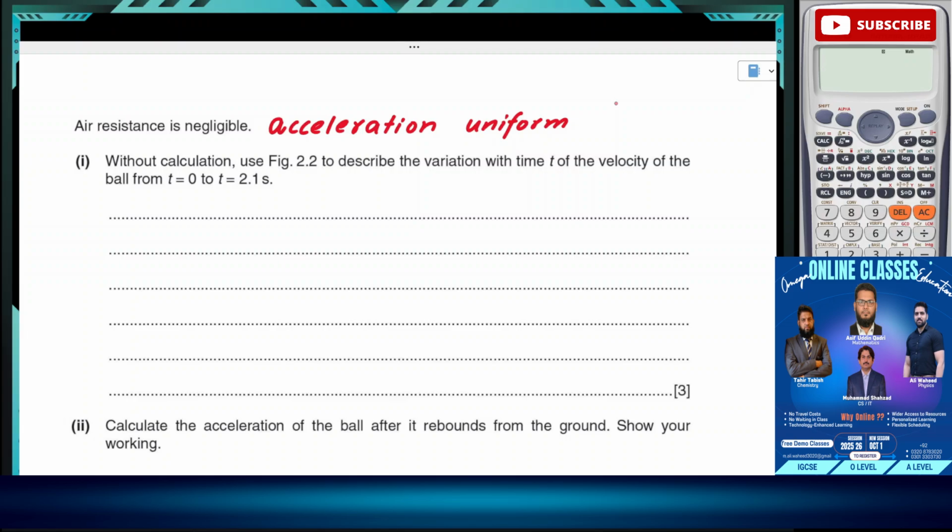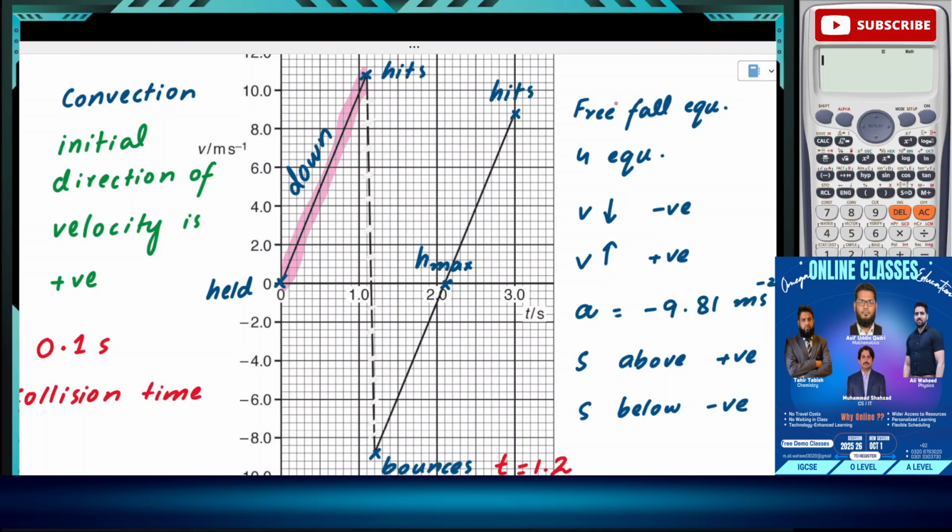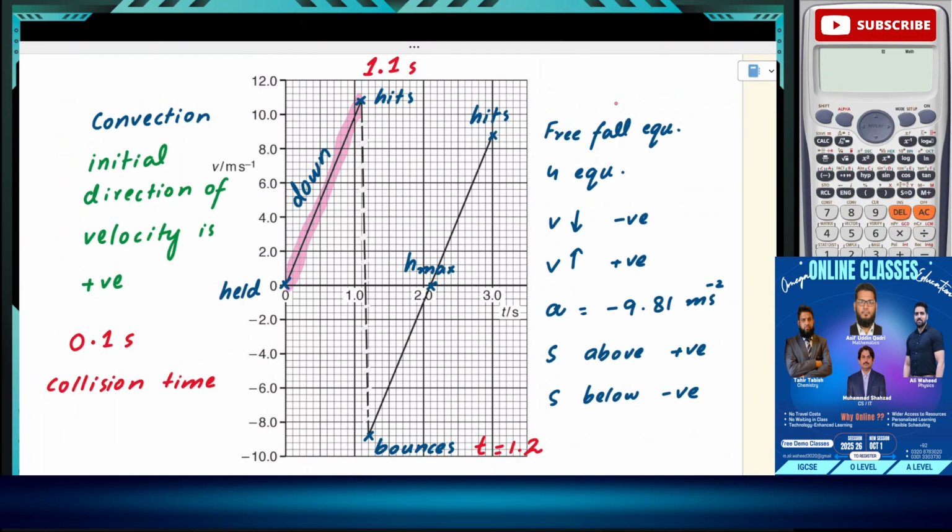Without calculation, use figure 2.2 to describe the variation with time of the velocity of the ball from 0 to 2.1 second. We have to comment on the velocity, and luckily we have the velocity time graph, so we can comment directly. The tricky part is when the graph is displacement time and they ask you to comment on velocity. Then you have to comment by finding the gradient. But this one is easy.